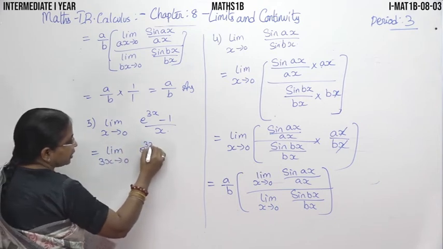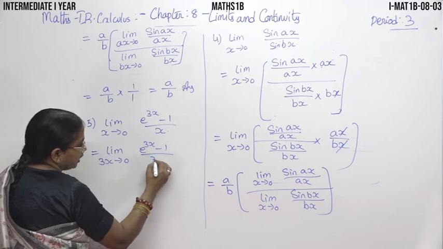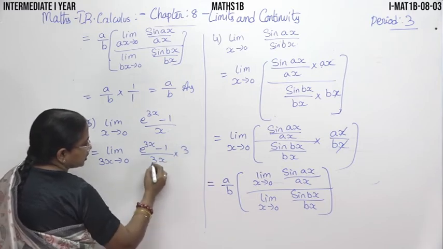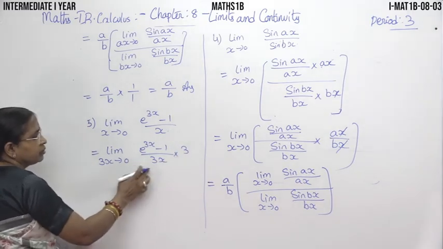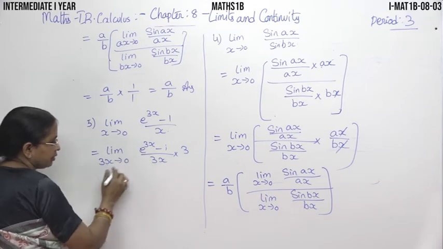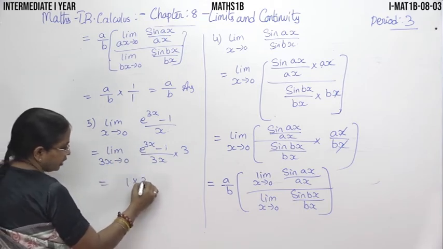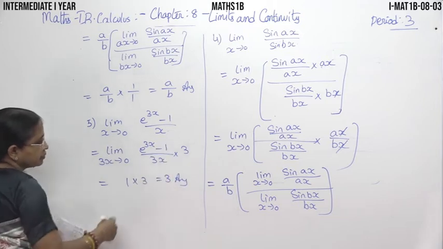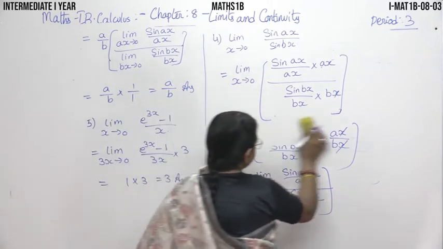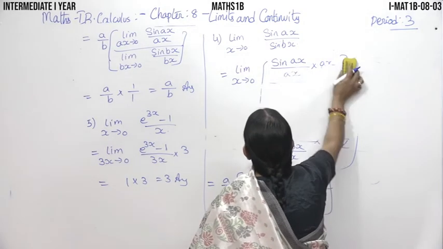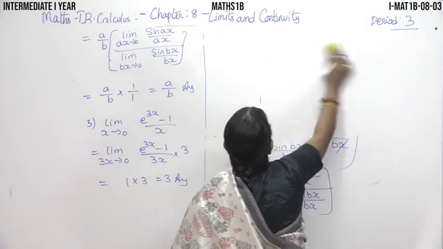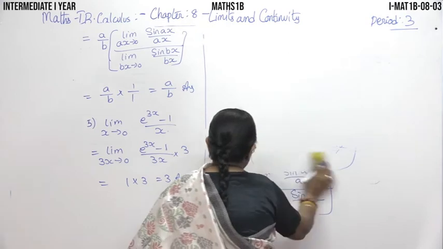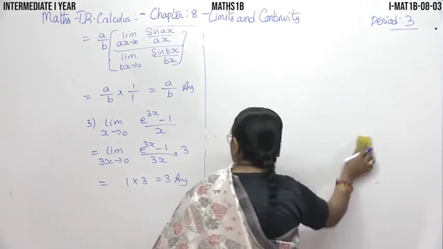E to the power 3x minus 1 by, multiply and divide by 3, so that this becomes 3x. So this limit is equal to 1. So 1 into 3, that is 3. Like this we do the problem. So these are all very important problems for 2 marks. These problems you may get for 4 marks. So once you practice, you can easily do the problems.